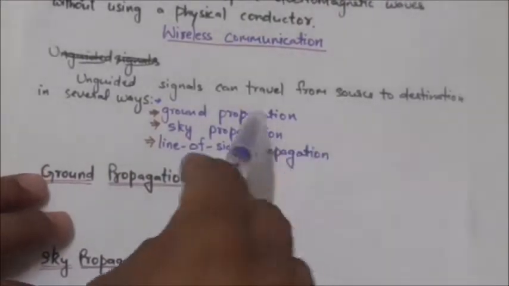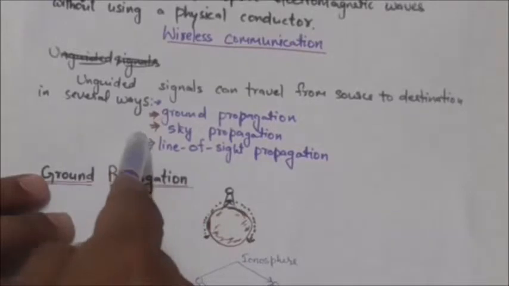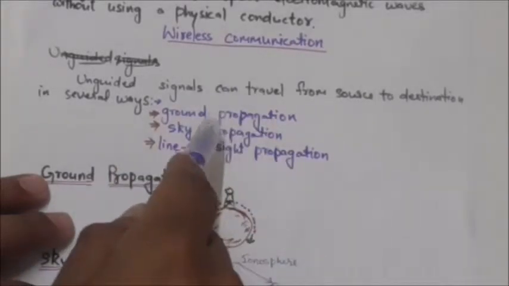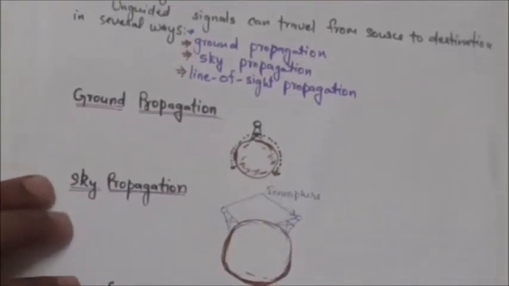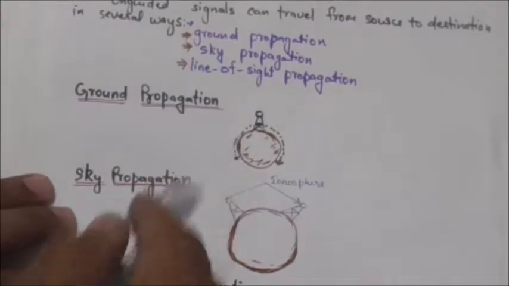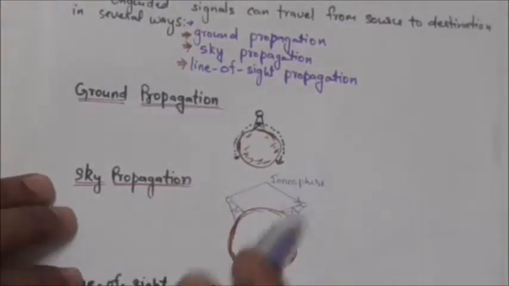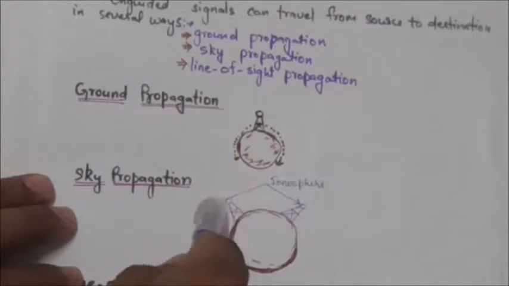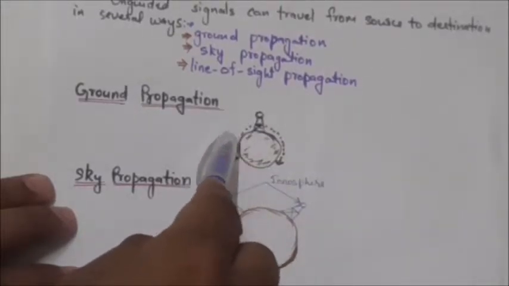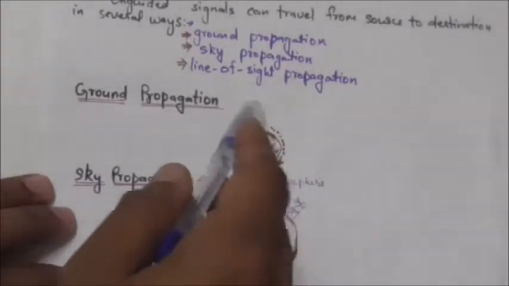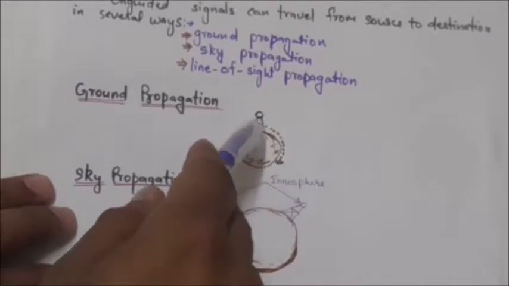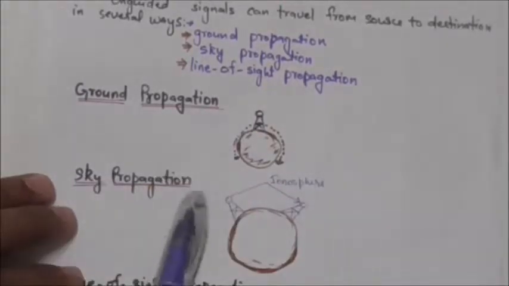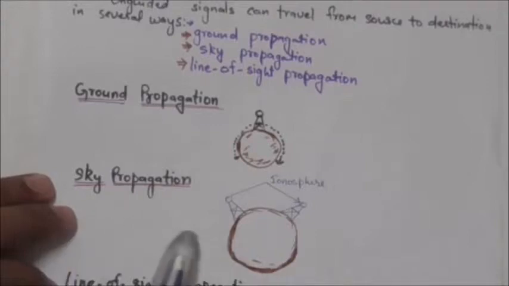Unguided signals can travel from the source to destination in several ways: ground propagation, sky propagation, and line of sight propagation. So first of all, we will study about ground propagation. In this, what happens? Radio waves travel through the lowest portion of the atmosphere, hugging the earth, as you can see here in this figure. These low frequency signals emanate in all directions from the transmitting antenna and follow the curvature of the planet, right? And here the distance depends on the amount of power in the signal. The greater the power, the greater the distance.